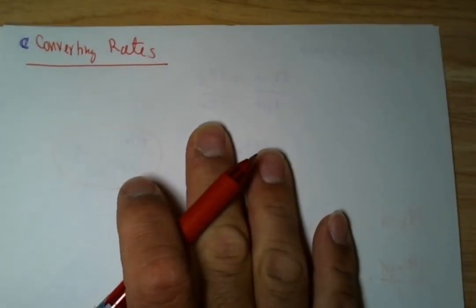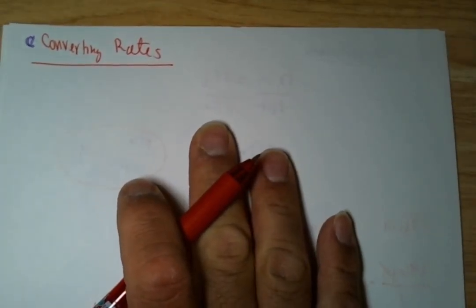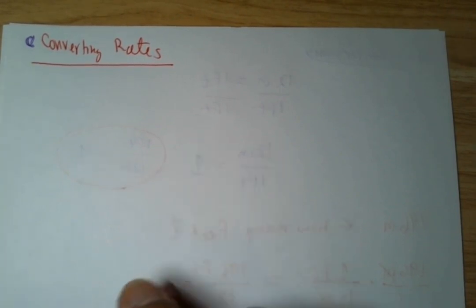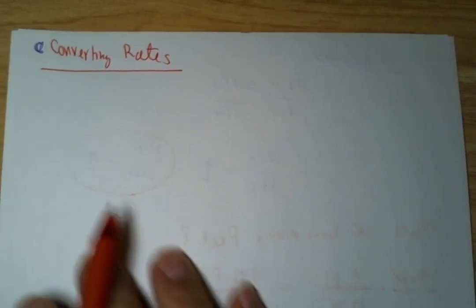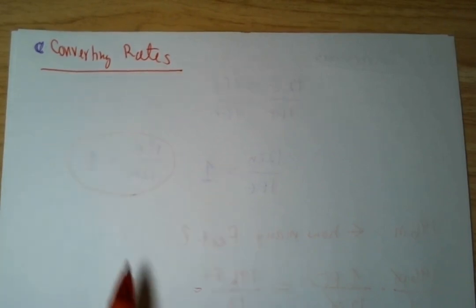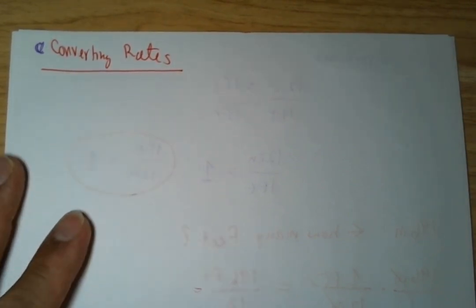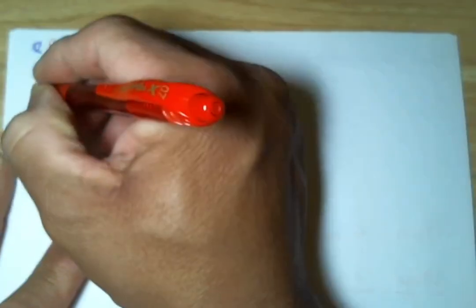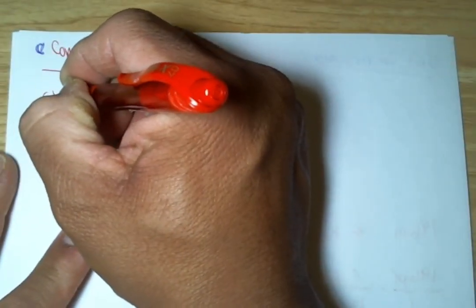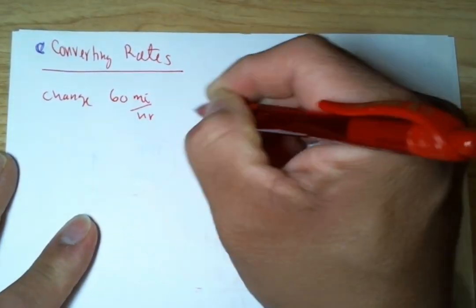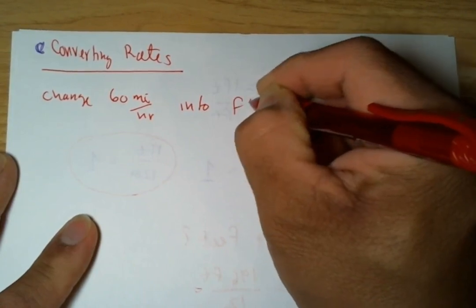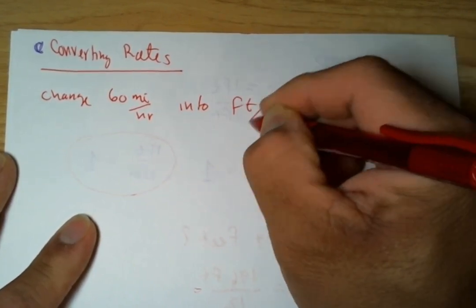Okay, so in this video we're going to continue doing some unit conversions, but we're going to focus on converting rates. Right? So in the previous video we looked at converting single quantities, but now we're going to look at converting rates, which is going to require converting between usually two different units. All right, so for example, let's say I want to change 60 miles per hour into feet per second.